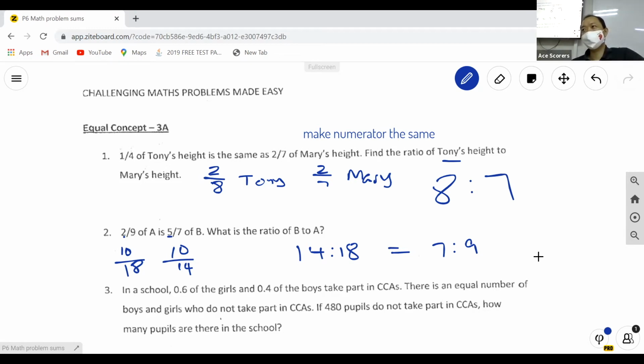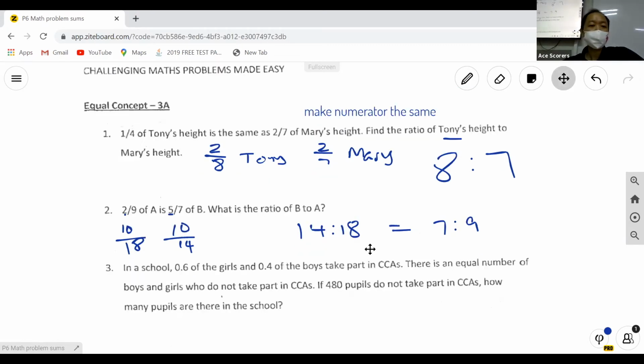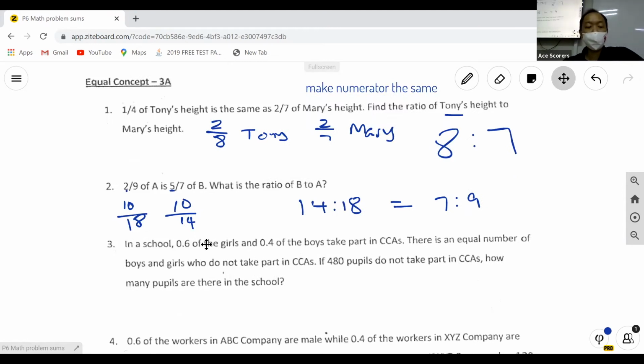So, wait, the answer is 14 to 18, 7 is to 9. Divided by 2, right? Divided by 2, 7 is to 9. Because the 18 is referring to A and the 14 is referring to B. So I make the numerator the same. Now you see, it depends on the question, right? Can you see it's very tricky? I mean, it's not tricky, it's English. You see, there, 2 over 9 of A. What is it referring to? The numerator.